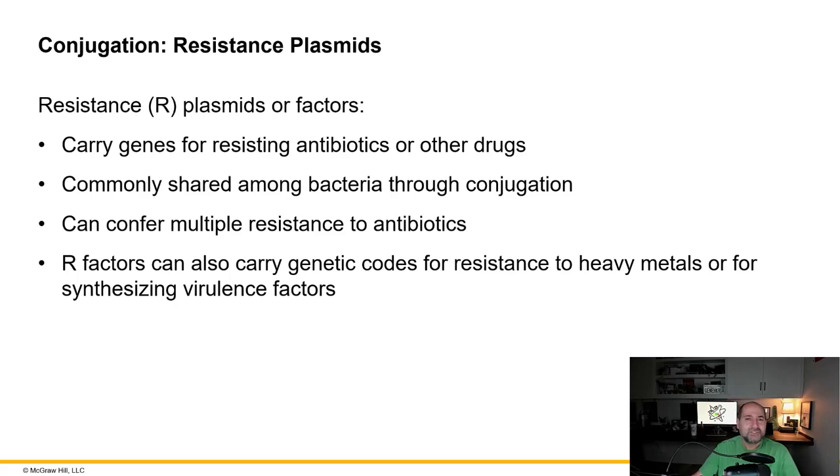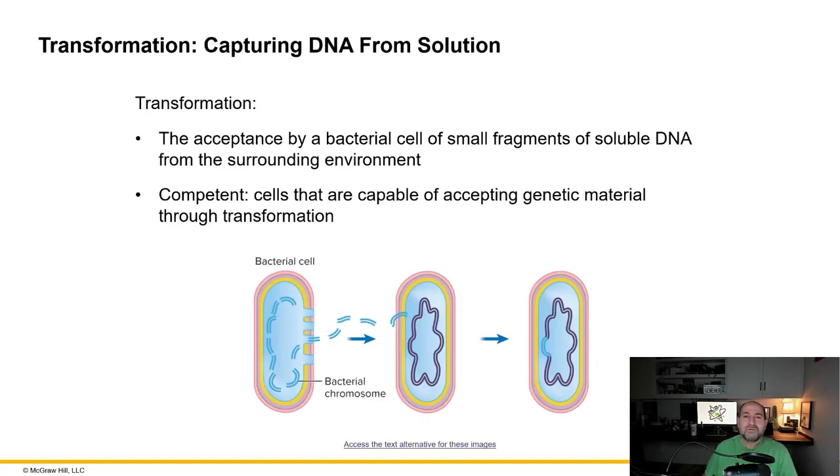And again, as I mentioned before, the F plasmid isn't the only plasmid in town. There are R plasmids or resistance plasmids, which carry genes for resisting antibiotics or other drugs. There are virulence plasmids, which have genes for toxins on them as well. So they can share all kinds of different traits with one another. So now let's move on to the next type of horizontal gene transfer.